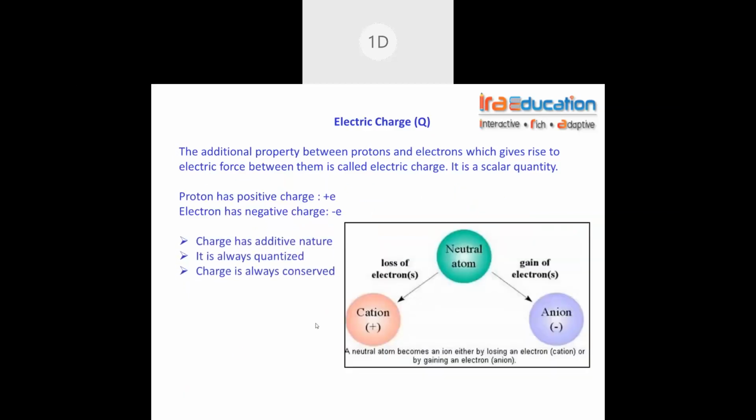So proton has a positive 1.6 times 10 power negative 19 and electron has a negative 1.6 times 10 power negative 19. Now these were the properties also which we discussed: additive, quantized and conserved. Let me quickly give you a recap of that.